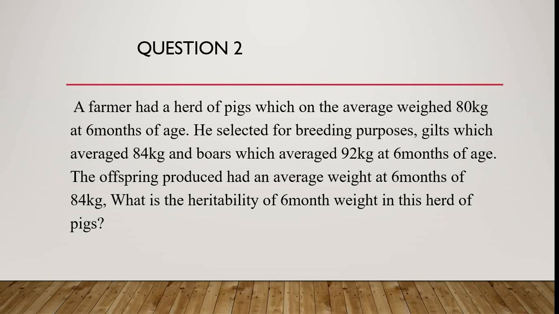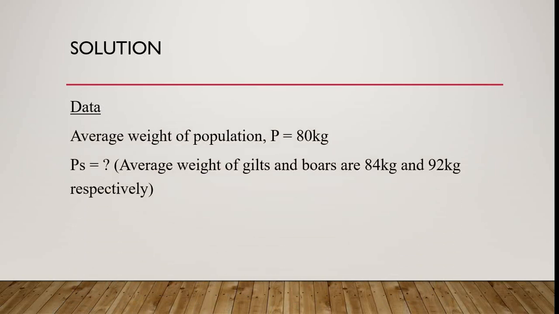How do you go about that? Now, this is the data provided by the question. The average weight of the population is 80. Average weight of gilts and boars is 84 and 92 respectively. Then the observed weight of offspring is 84. What's the heritability?